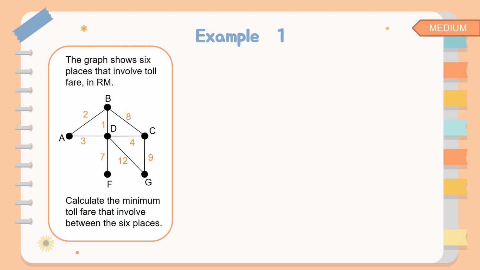So the question is, the graph shows 6 places that involve toll fare, in ringgit. What does toll fare mean? Do you know what toll fare is? No? Maybe you say no because Sarawak doesn't have toll.